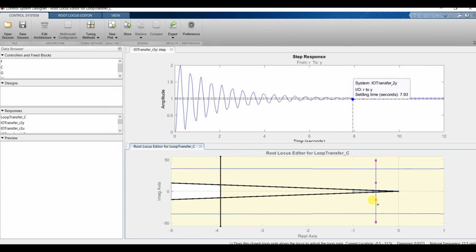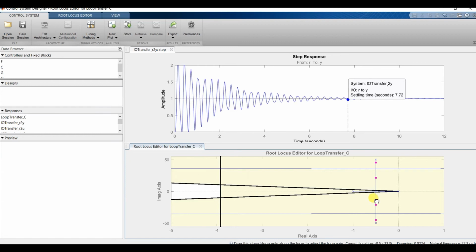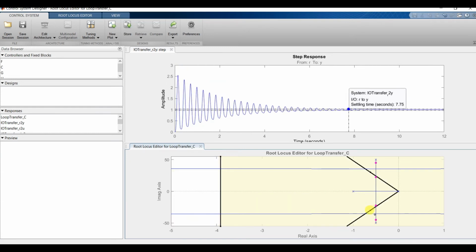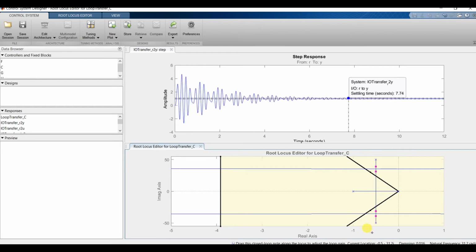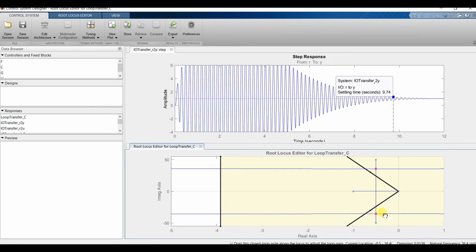If I increase it further, you can see that the settling time will be around 8 seconds, but we already have started to have oscillations. If we increase the gain a bit more, you can see that the frequency of the oscillations increases, and the settling time is still around 8 seconds. If I continue increasing the gain, you see that we will still have the high frequency oscillations. The settling time is still around the given value.